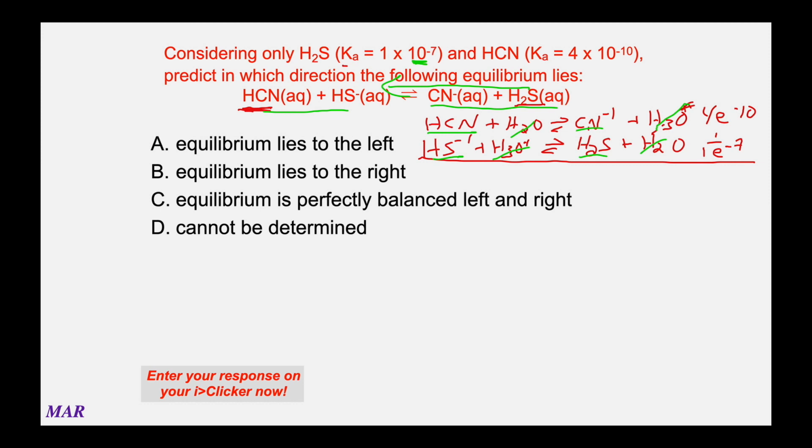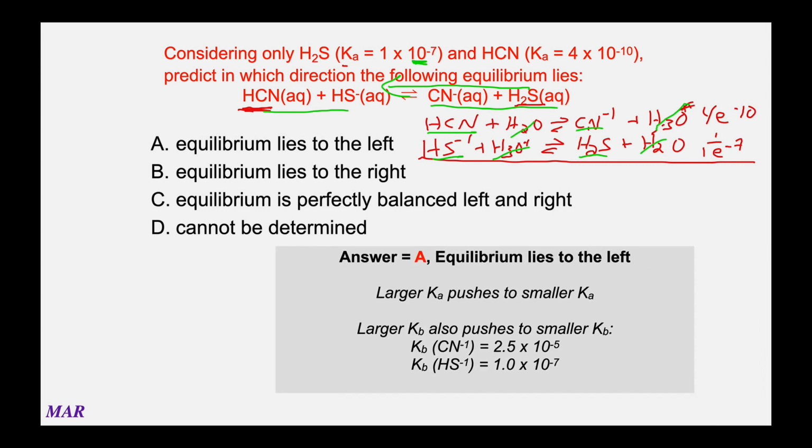Bigger Ka is going to push to the smaller Ka. HCN has a smaller Ka. It's going to be on the left. So regardless of which way you do it, this reaction is definitely going to be reactant favored. It's going to be pushed towards the left.